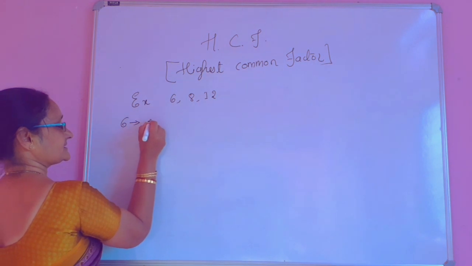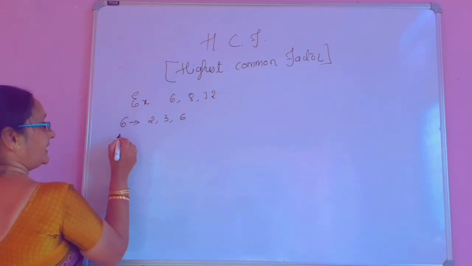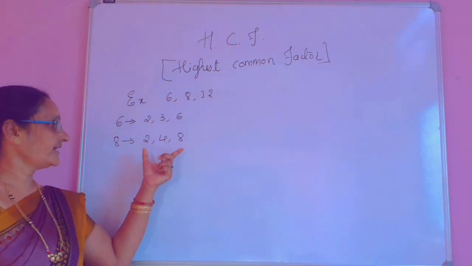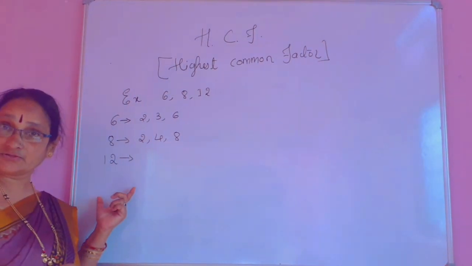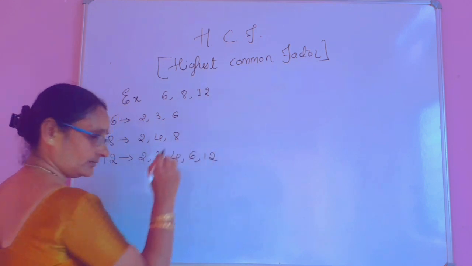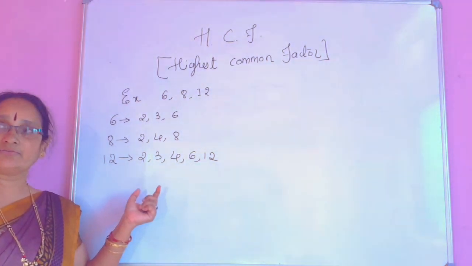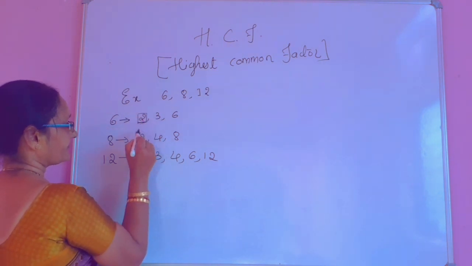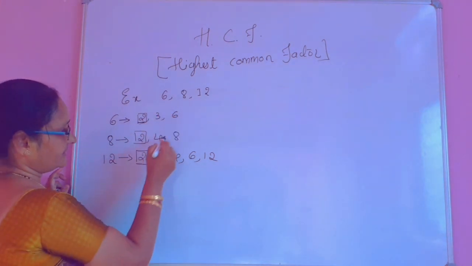See, first number is 6. Now 2, 3, 6 are the factors of this number. Then 2, 4, 8 are the factors of this number 8. Next 12. Which are the factors of the number 12? 2, 3, 4, 6 and 12. Then what we have to do next now? Now we have to observe these 3 sets of numbers and find out which is common among those. You see, 2 is common.